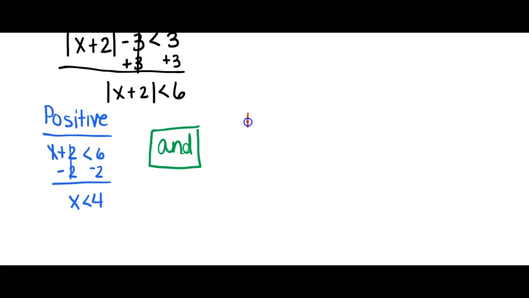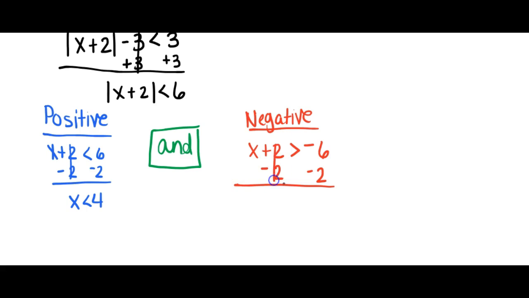So we're going to do that negative one. And so we have x plus 2. Flip our sign. Instead of saying less than, we're going to say greater than a -6. So don't forget about that part. Subtract 2 from both sides. These cancel. X is greater than -8.